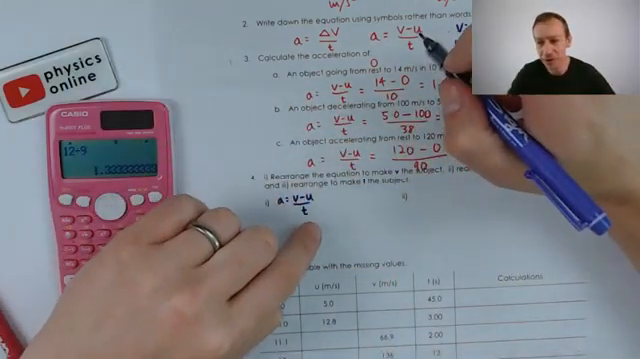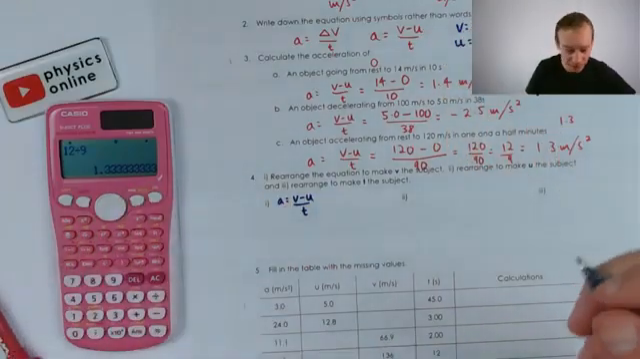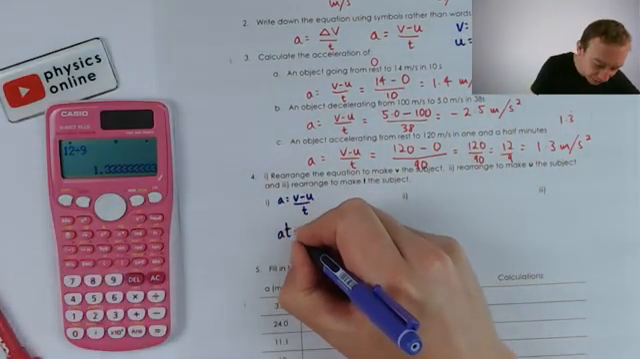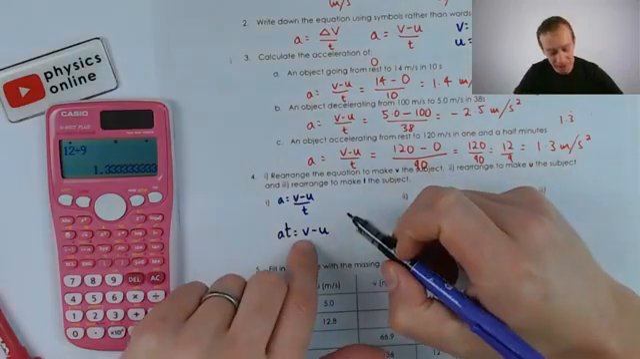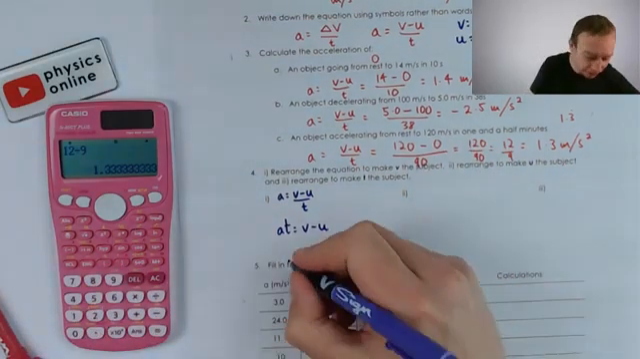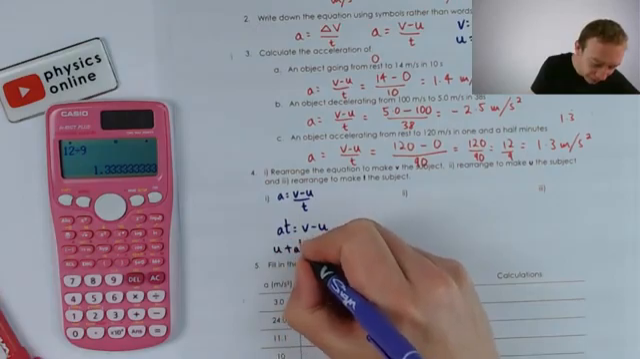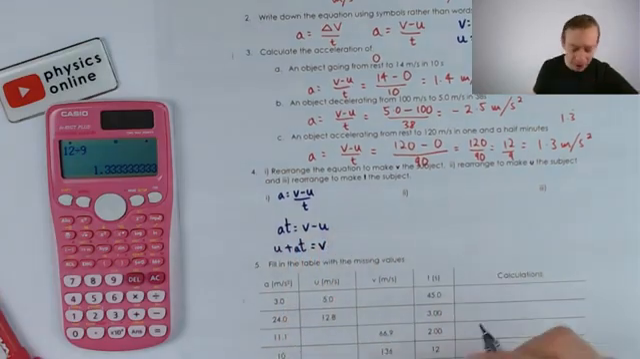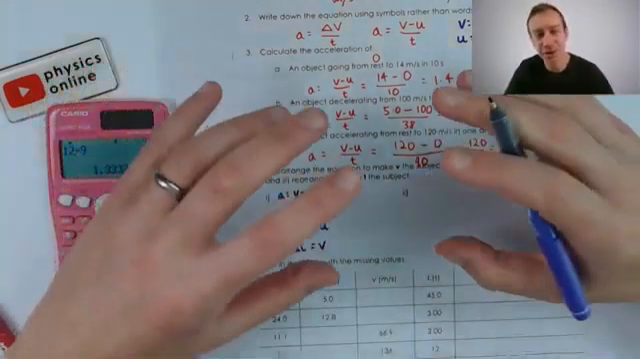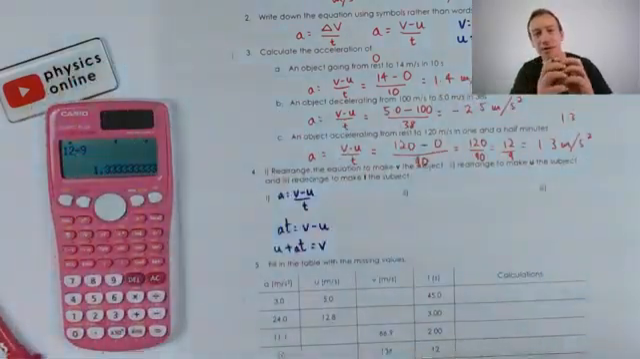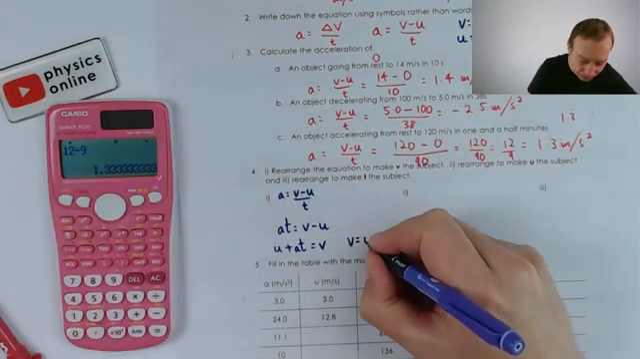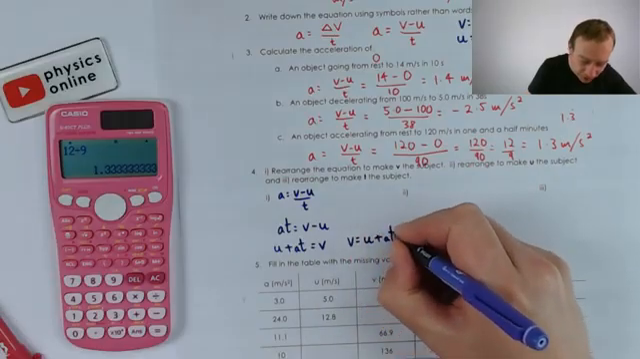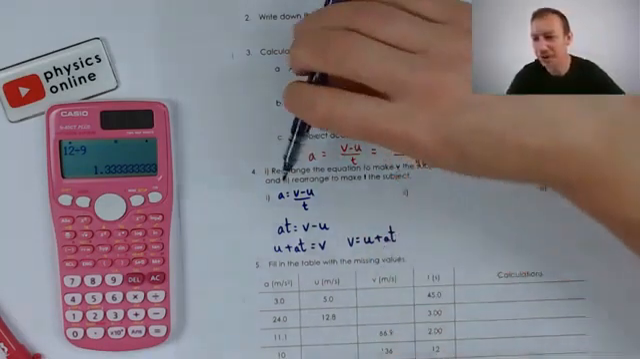The first thing I'm going to do is multiply everything by t. So at is equal to v minus u. And then to get the v on its own, we're going to add u to both sides. So we can say that u plus at is equal to v. And then the final step, just to neaten it all up, we tend to put the thing that we've rearranged on the left. That's the subject of the equation, so we can say that v is equal to u plus at. So that's the first equation.